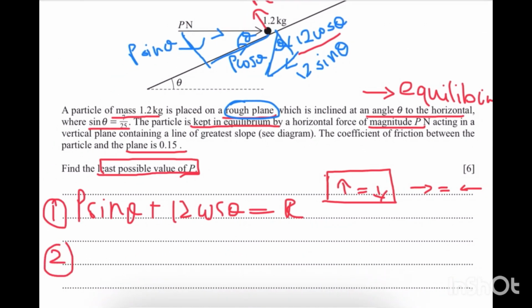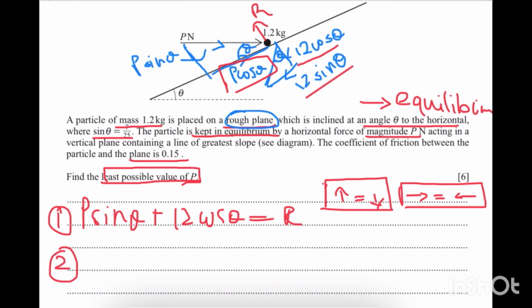Now we have the second condition, which is that the forces acting leftwards must be equal to the forces acting rightwards. One force that we have is this P cos theta, which is acting upwards, and this 12 sine theta, which is acting downwards. So the first scenario is that the particle moves upwards. In that scenario, friction would move downwards, making P cos theta equal to friction plus 12 sine theta, since they're both acting in the same direction.